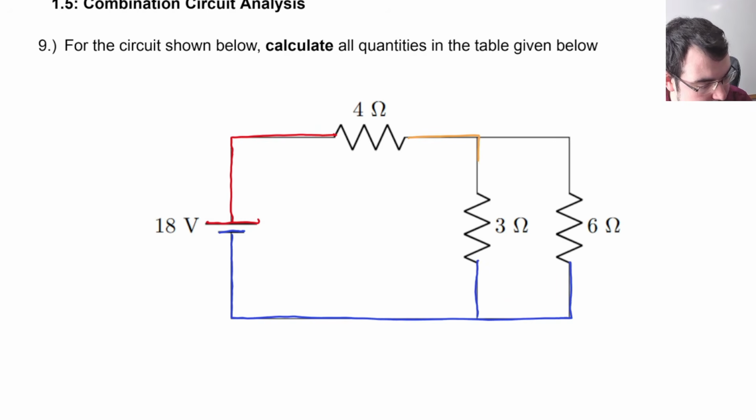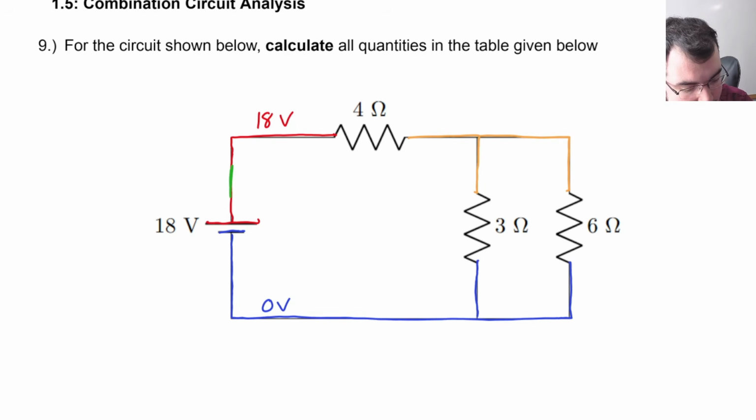So if we color code it, this combination circuit ends up looking like this. And we want to find all the values. So we do know that low potential is going to be 0 volts. High potential, the battery steps us up to 18 volts. So this orange color is something in the middle. Probably not 9 though. So the first step is always try to get your total current.